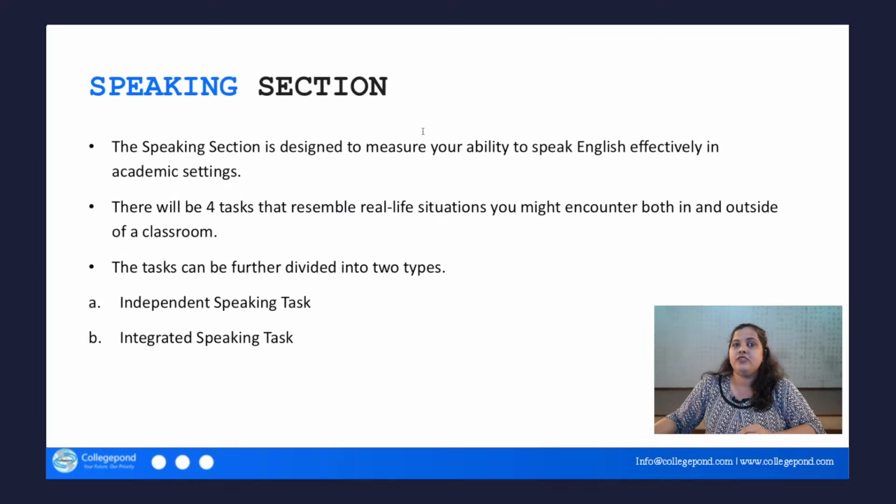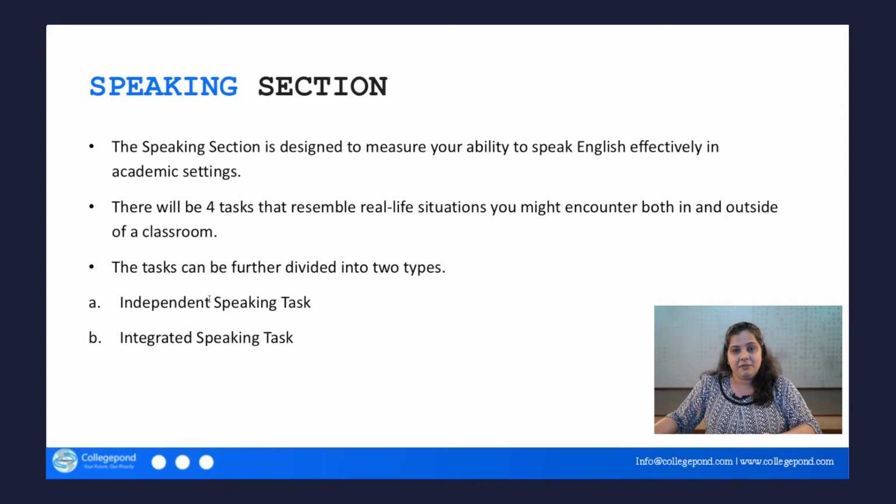Now let's look at the format of the speaking section overall. The speaking section is designed to measure your ability to speak English effectively in academic settings, which means all the topics will be related to something in your university or in the academic area. There will be 4 tasks that resemble real life situations, and we'll be learning more about that in the next few slides. These 4 tasks will further be divided into 2 subtypes, the first one being the independent speaking task.